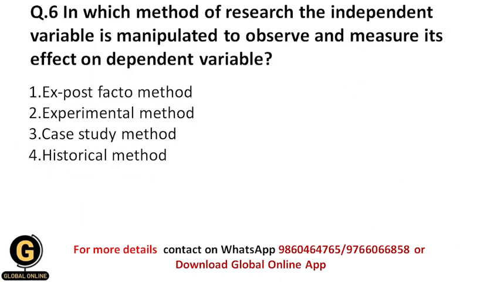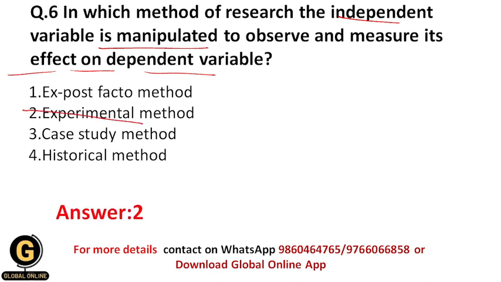In which method of research is the independent variable manipulated to observe and measure its effect on the dependent variable? This is the easiest question, and obviously the correct answer for this is the experimental method, because this is the only research method, and the salient and unique feature of the experimental method is that we are going to manipulate the independent variable and we are going to observe and measure its effect on the dependent variable.